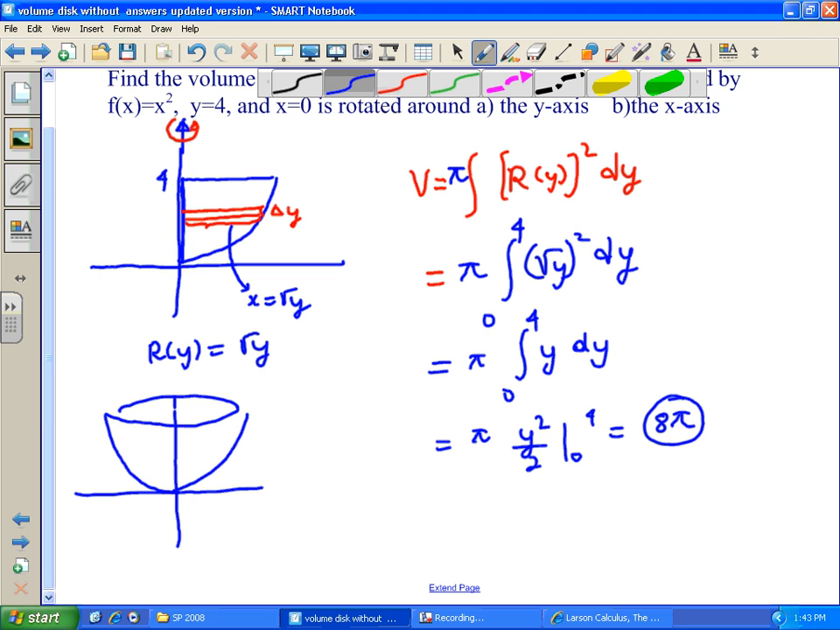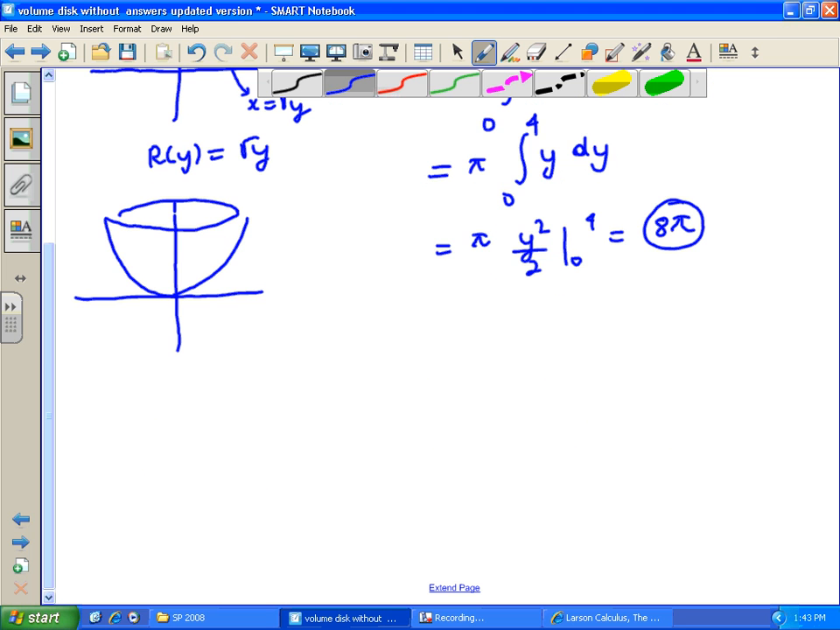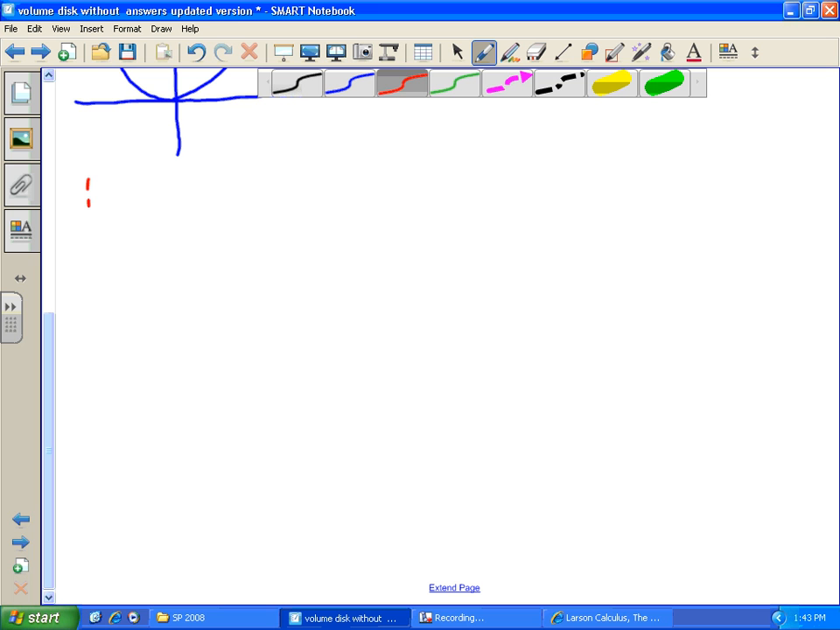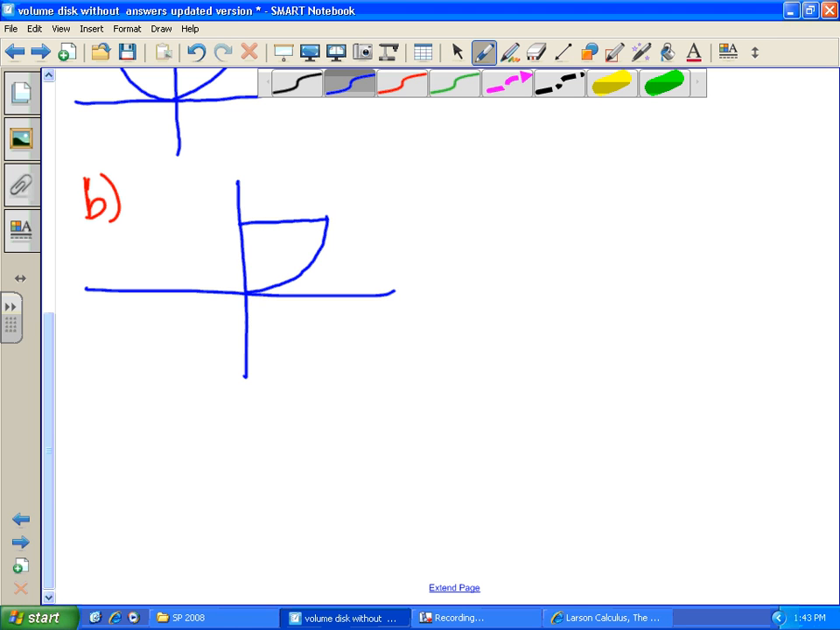Now let's take the same region, but this time go around the x-axis. So part B, take the same region, but now we're going to go around the x-axis. What kind of rectangle should I select this time? One that is perpendicular to the x-axis. That's going to create a disc or a washer in this case.